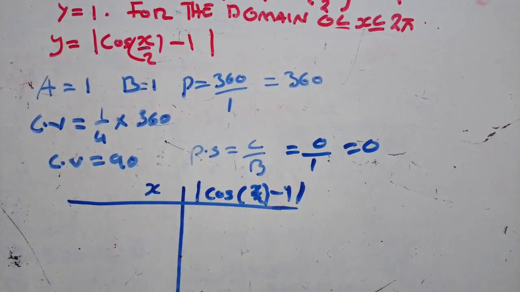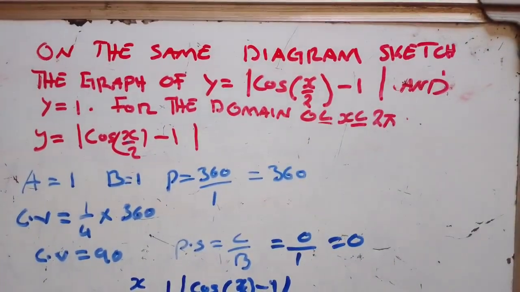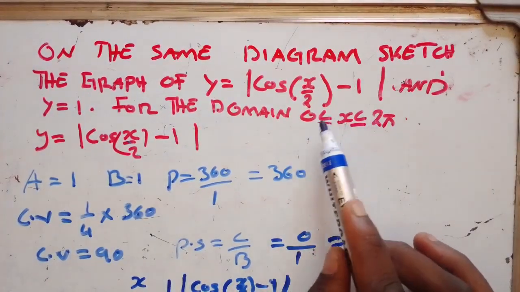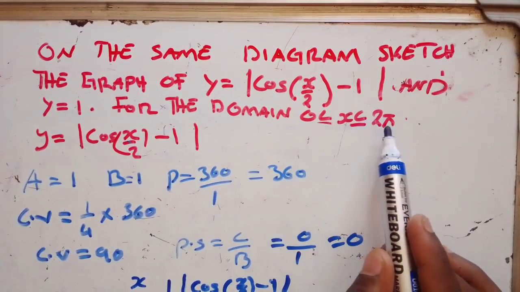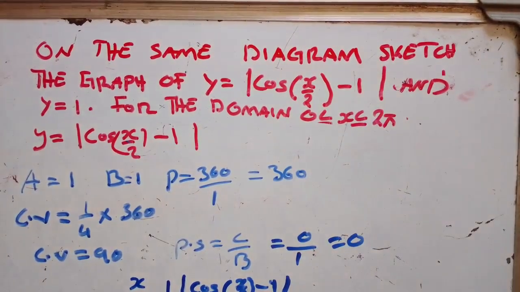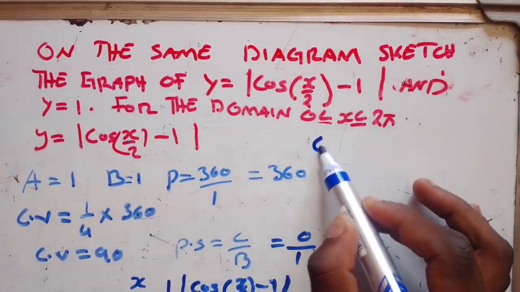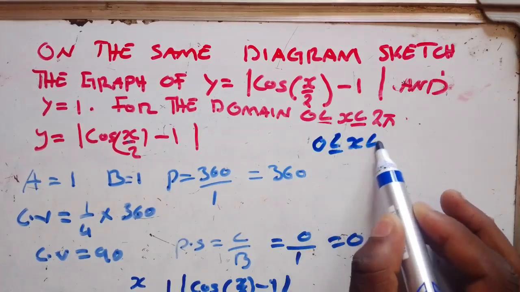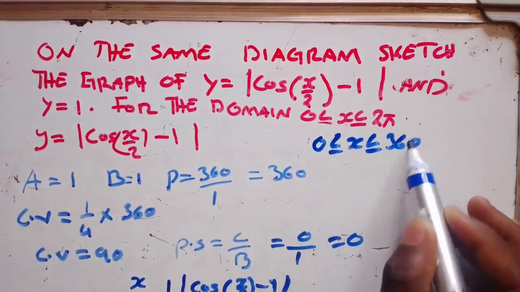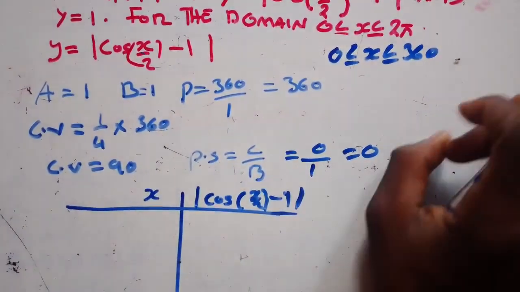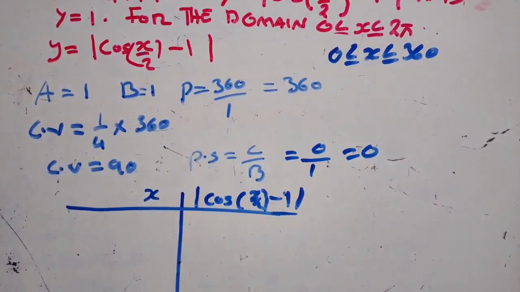So first of all, before we go further, I hope you have understood what this means: 0 is less than or equal to x, x is less than or equal to 2 pi. Pi is the same as 180, so 2 multiplied by 180 is 360. So here they just mean that 0 is less than or equal to x, x less than or equal to 360. So x shouldn't exceed 360.